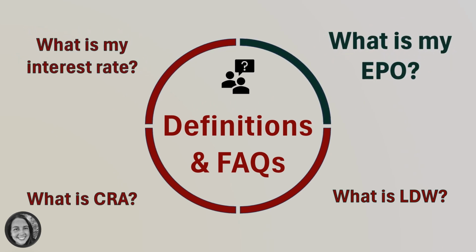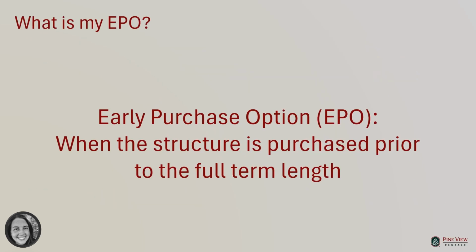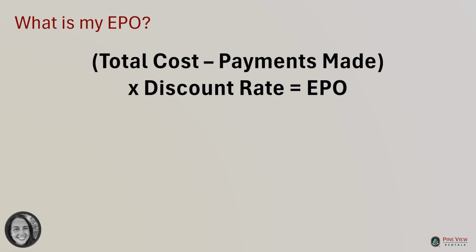Let's talk briefly about the early purchase option, or EPO. At any time after payment of the initial payment, the customer may obtain ownership of the structure by paying a percentage of the difference between the remaining contract balance and the rental payments already paid on the account. For our example, we're using 60%, but this percentage can vary by term length and state, so please refer to each specific contract. Here you can see two examples.